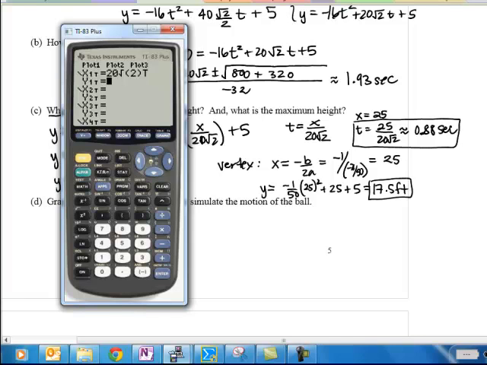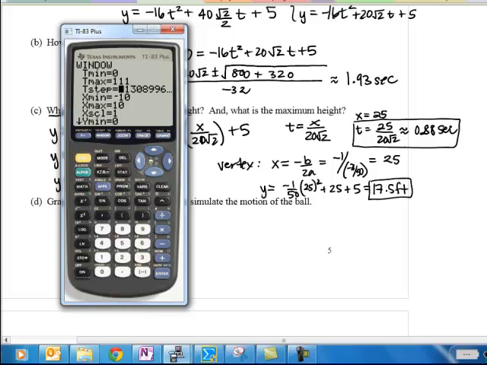There we go. And for y, that was negative 16 t squared plus 20 times the square root of 2 t plus 5. The window, that makes sense. We can leave the t's as they are.